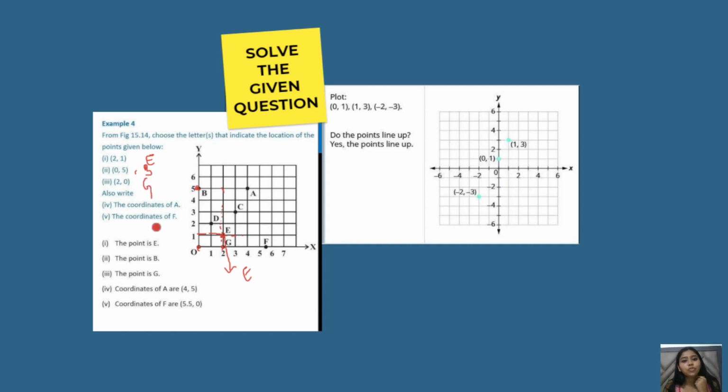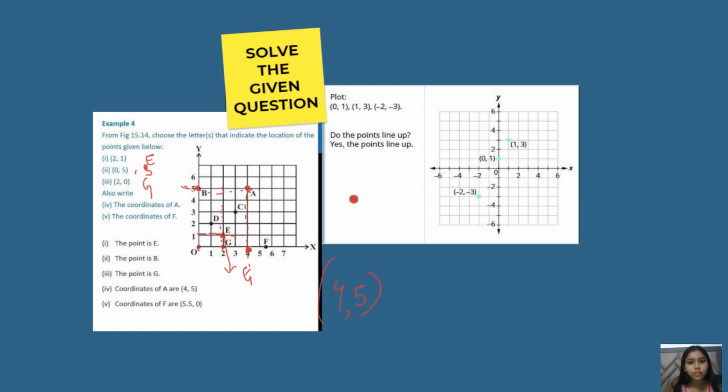Now what we have to do is write the coordinates of A and F. Okay, this is point A. Now you have to tell the coordinates. I told you how to locate the points if the coordinates are given to you. Now you have to tell the coordinates and the points are already marked. So what you have to do is draw the dotted lines on both sides. This particular point meets 4 on the x-axis and this particular point meets 5 on the y-axis. So 4 comma 5 is the point for A.